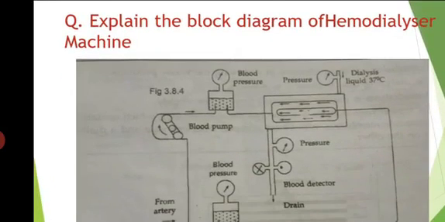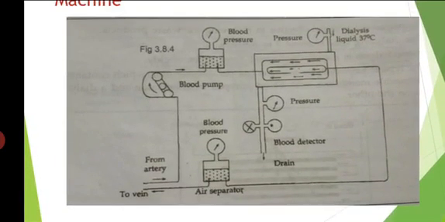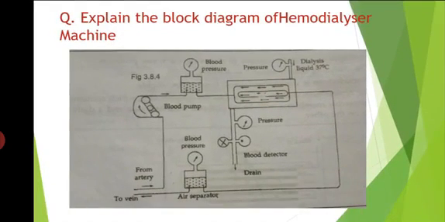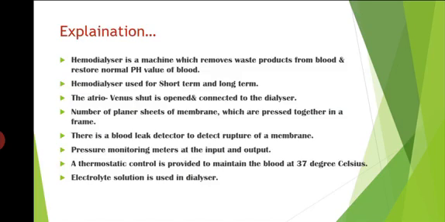Then this purified blood is given to the air separator. During this process, if air bubbles get mixed into the blood, the air is separated in this air bubble separator. Then, with the particular blood pressure only, the blood is given back to the body. So this is the explanation of the hemodialyzer.